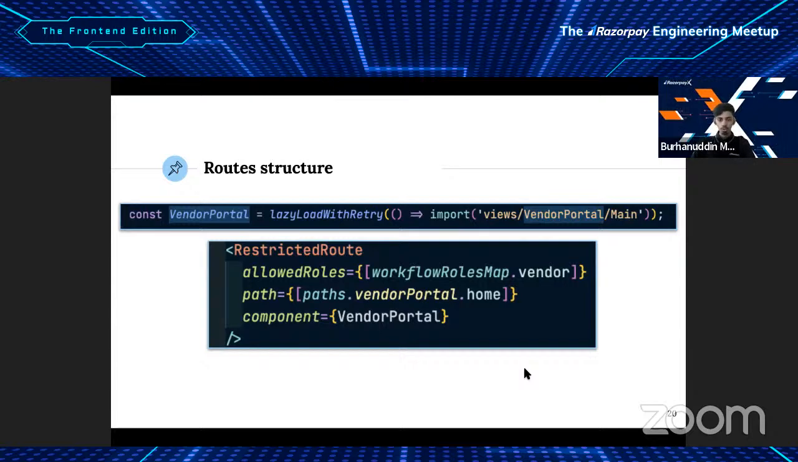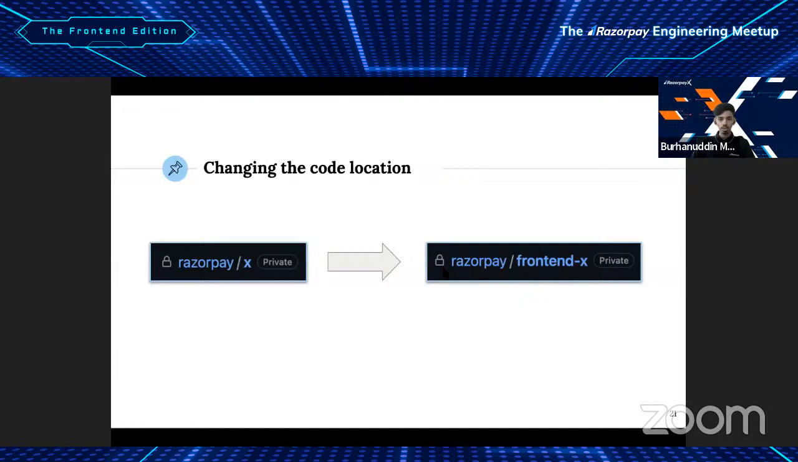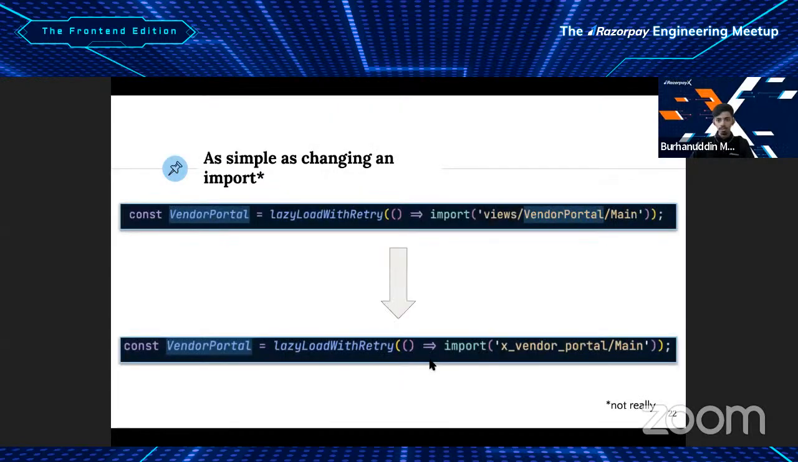So like I told you, we want to break down our code base into smaller pieces. And we already had a monorepo, which is frontend-x. So we moved the vendor portal code base from X to our monorepo frontend-x, since it made much more sense. And later you'll see why a monorepo really helps you when building a micro frontend. So yeah, we did that. We took out the vendor portal code from the X dashboard and put it into a monorepo called frontend-x. And then all we did was update the imports from being inside our X code base. We just added x-vendor-portal and that's it, right?